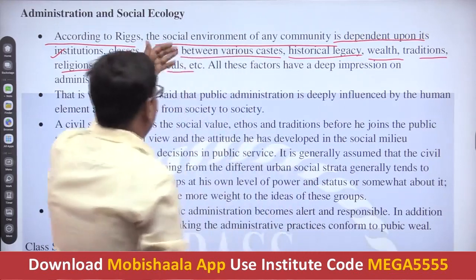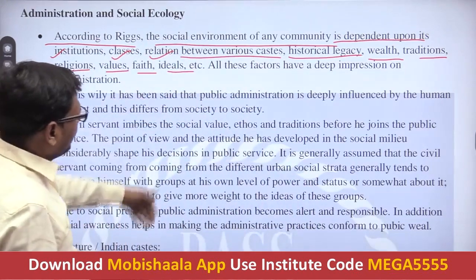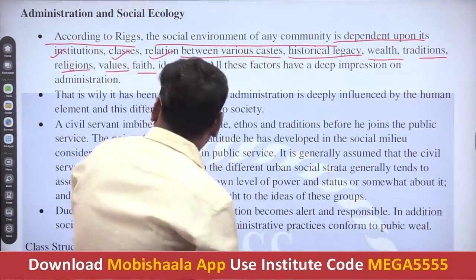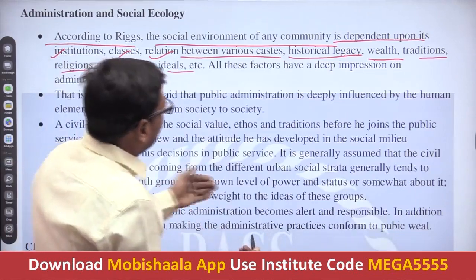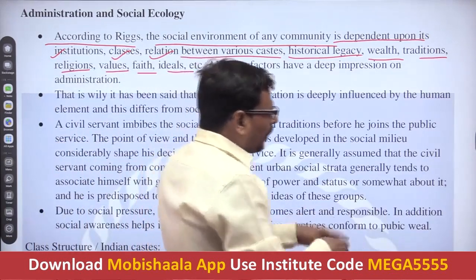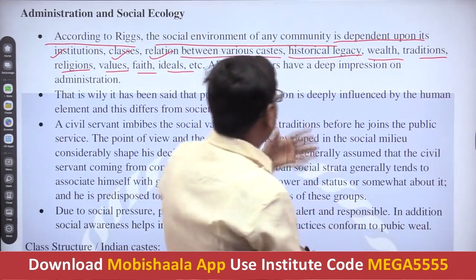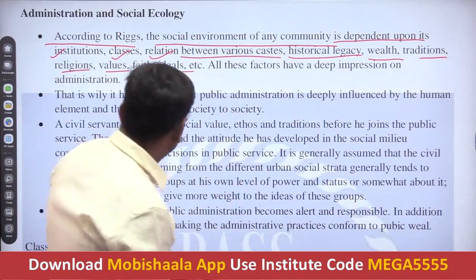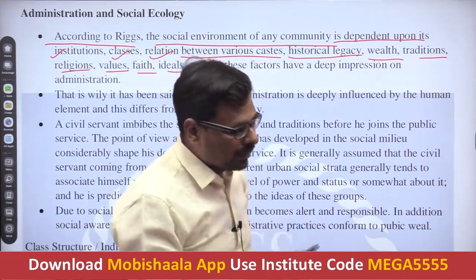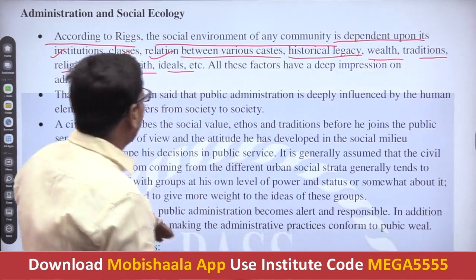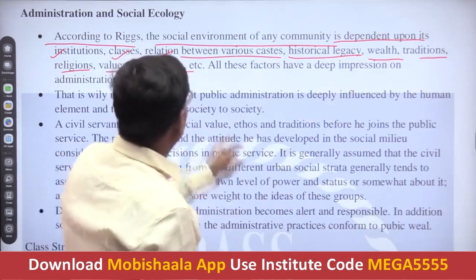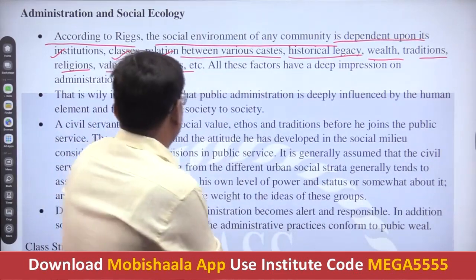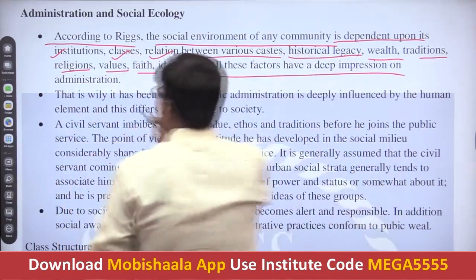As you know, the social environment is decided by and dependent upon these factors: quite different types of classes, institutions, historical legacy, economic conditions, traditions, religions, societal values and faith, and ideals. These are the main factors of the social environment, which changes according to them. All these factors have a deep impression on administration.